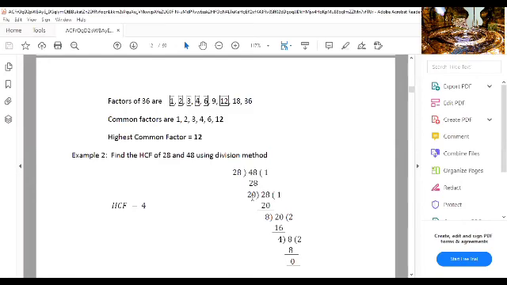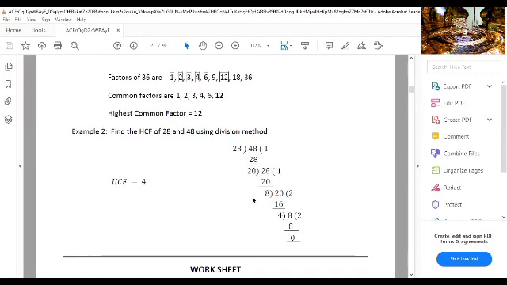Now in the 20 table, for 28, 20 1s are 20. Now again subtraction, what we get? 28 minus 20 means 8. Now 8 we take as the divisor and this 20 we take as the dividend. Now in the 8 table, for 20, 8 2s are 16. Now 20 minus 16 is 4.